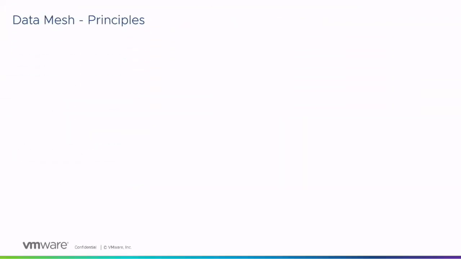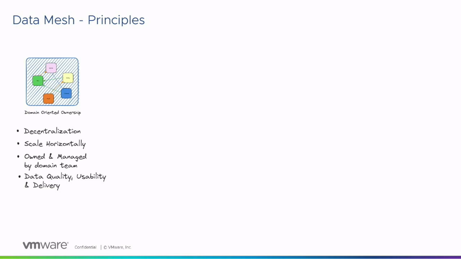We'll look at the primary principles of data mesh. There are 4 primary principles. The first one is domain-oriented ownership. As I said, where there is monolithic data ownership, we are breaking it down and decentralizing it, and we are democratizing data, and we are saying domain teams own the data that they generate.